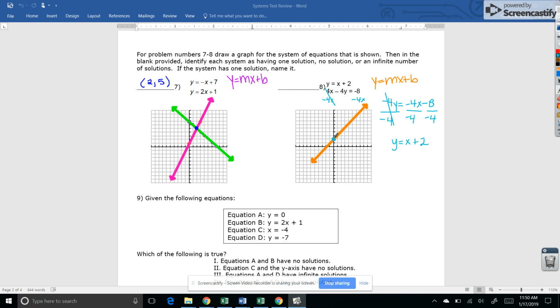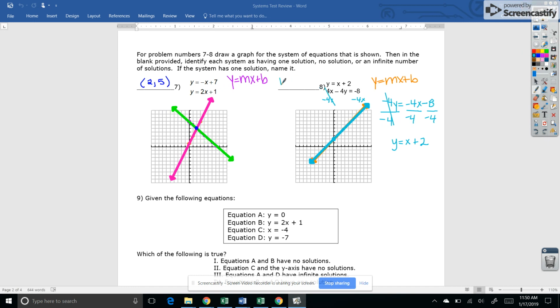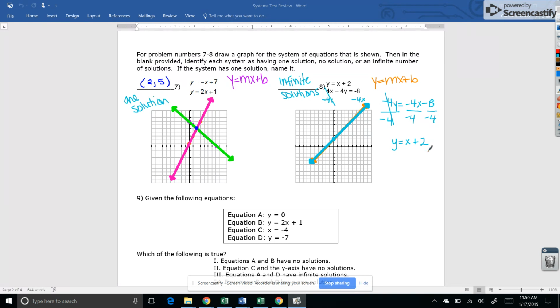So to graph that, I'm going to start at 2 and go up 1 to the right 1. And you can see that these lines are right on top of each other. And so that's going to be infinite solutions. By the way, this number 7 is one solution, and that's why we were able to actually write an ordered pair there.